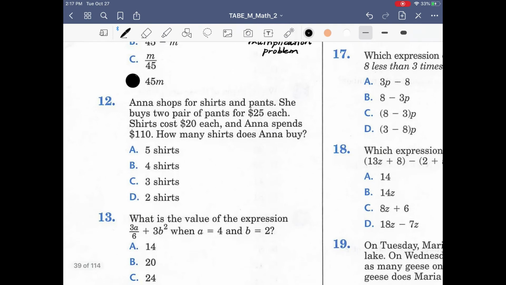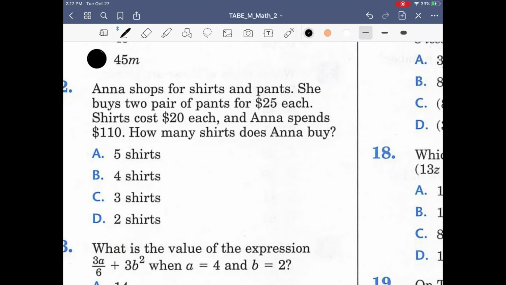Number 12. Anna shops for shirts and pants. She buys 2 pairs of pants for $25 each. Shirts cost $20 each, and Anna spends $110. How many shirts does Anna buy?